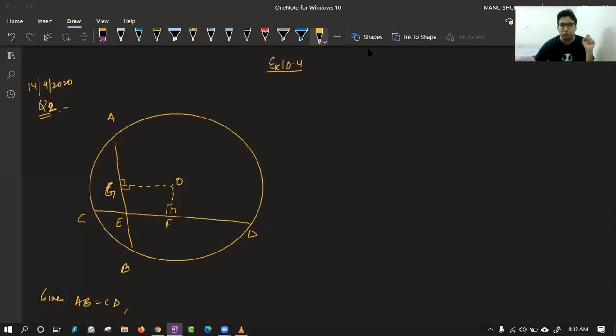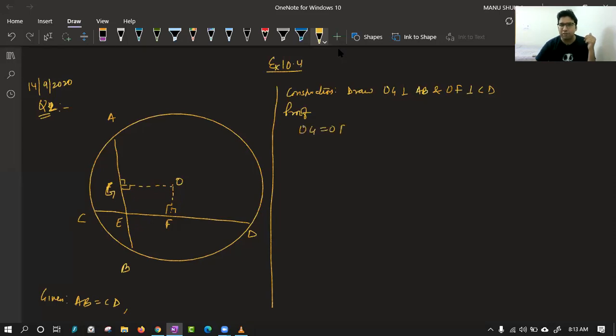So we can say, first of all, our construction. Construction: draw, AB is there, draw OG perpendicular to AB and OF perpendicular to CD. And we can say in the proof part, OG is equal to OF. The reason being, equal chords are equidistant from center. This is the theorem that we have learned, class, if you remember. Let me keep it here, the chat box. 1 second.